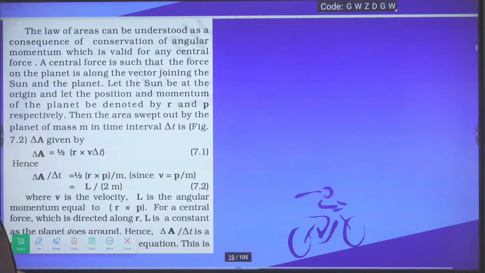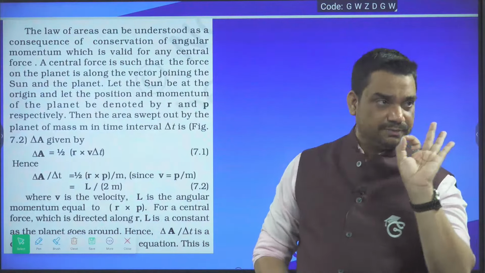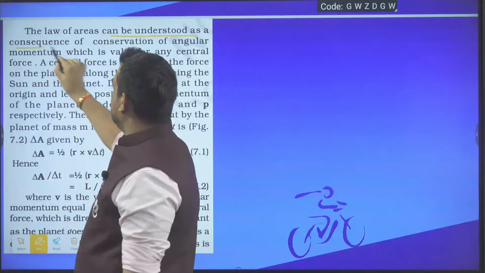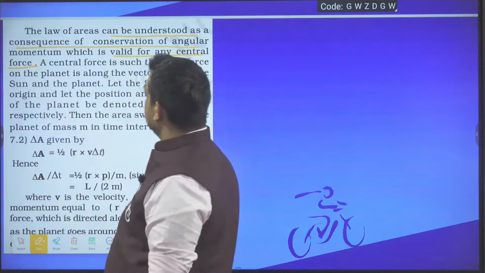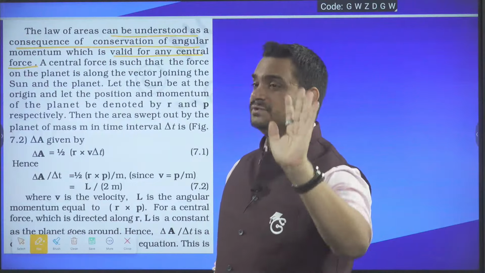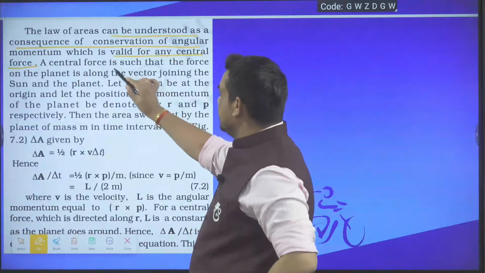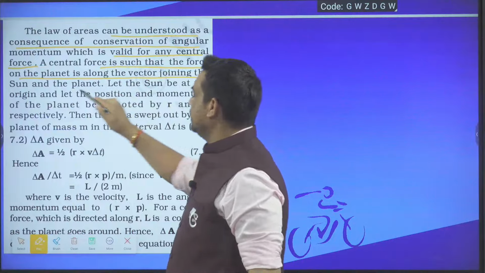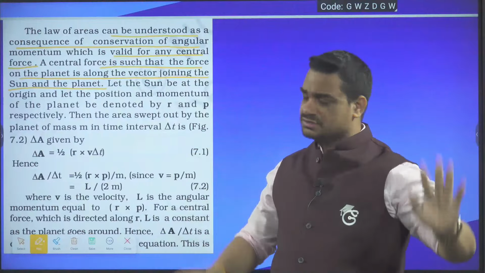Now, one more thing. The law of area can be understood as a consequence of conservation of angular momentum, which is valid for any central force. A central force is such that the force on the planet is along the vector joining the Sun and the planet. So if the force is along the line joining them, we can say this is a central force.